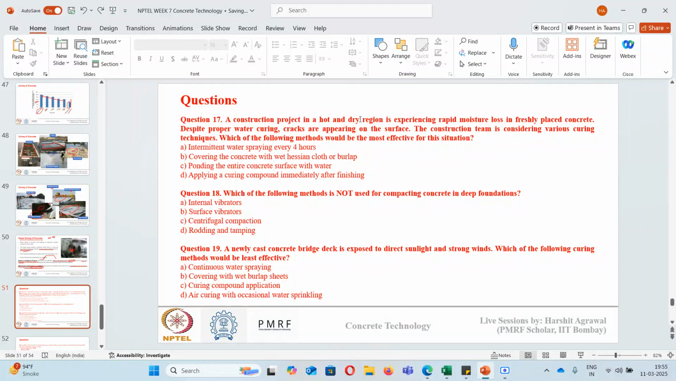A construction project in a hot and dry region is experiencing rapid moisture loss in freshly placed concrete. Despite proper water curing, cracks are appearing at the surface. The construction team is considering various curing techniques. Which of the following methods is the most effective? So, what will be the answer for this?